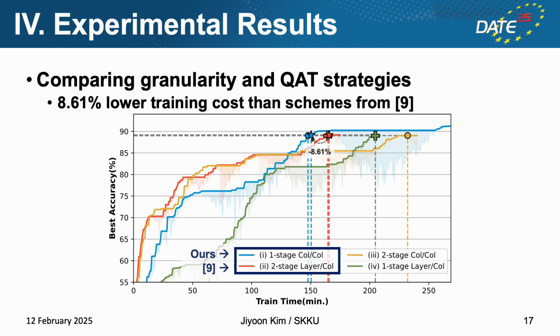Comparing these two, the star markers indicate that our approach achieves the highest accuracy while reducing training cost by 8.61%, demonstrating its effectiveness in simplifying the QAT process without compromising performance. This comparison highlights the advantages of aligning quantization granularities to improve training efficiency and model accuracy.